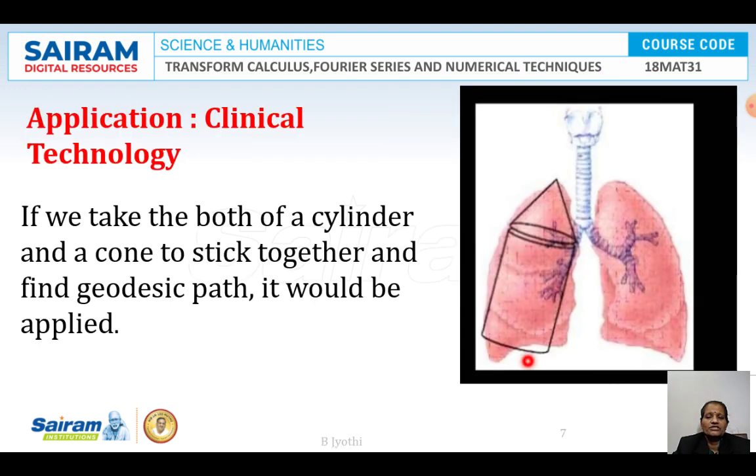One more application is in clinical technology. Again, if we take both a cylinder and a cone to stick together and find a geodesic path, it will be applied here. This is the shape of the cylinder and then the cone. So how they are joined or stuck together.